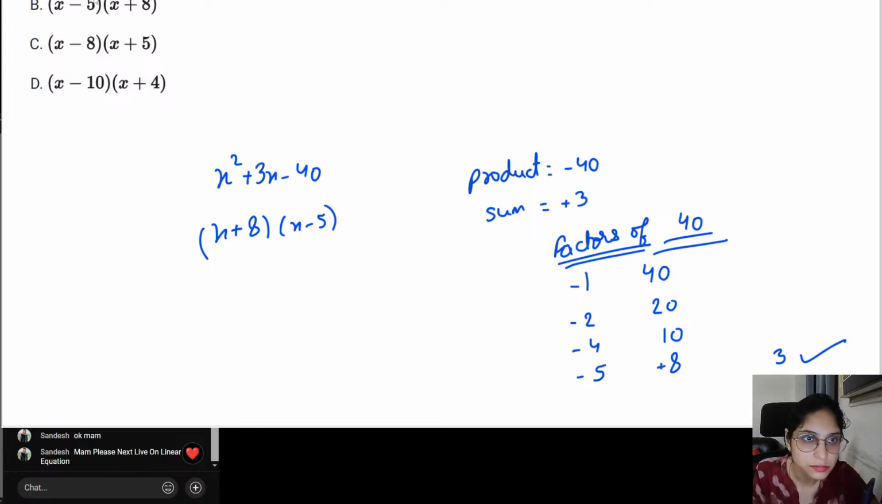And then there is one more method where you split x squared into x and x. And then 40 has a negative sign, you're getting plus 3. But here also you'll have to decide what the signs are. So x plus 8, x minus 5.